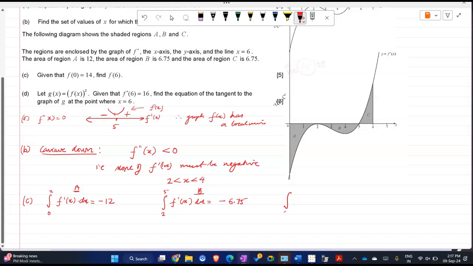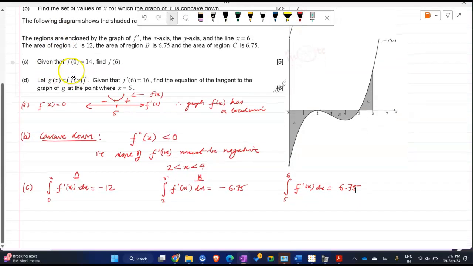And this one will be from 5 to 6. The integral of f'(x) dx is equal to C. C is 6.75. Okay, given that f(0) is equal to 14, find f(6). So f(0) is 14, find f(6).